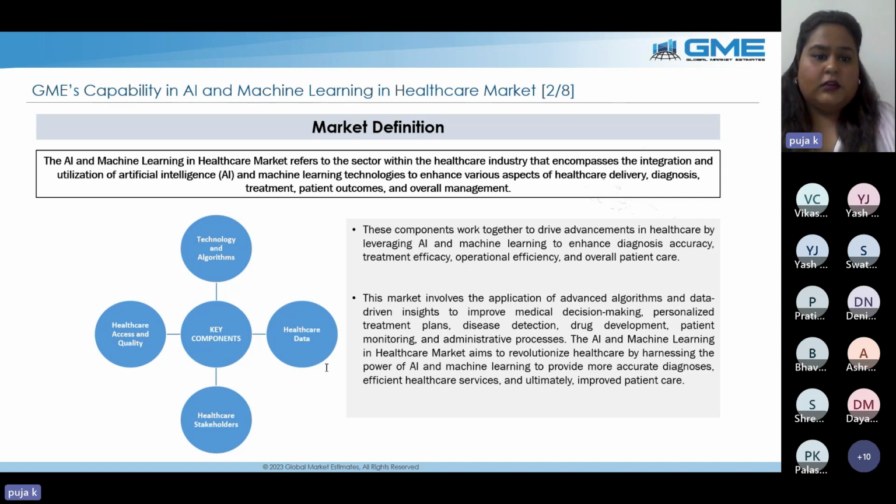To talk about the market as a whole, the AI machine learning market for the healthcare ecosystem refers to the sector within which the healthcare industry includes the integration and utilization of AI and machine learning technologies to enhance various aspects, right from healthcare delivery to healthcare diagnosis to healthcare treatment, and at the end, the most important thing, the patient outcome. So this market involves the application of advanced technologies of algorithms and data-driven insights. Again, a very important aspect of the digital transformation system, data-driven information to improve medical decision-making, as well as personalized treatment plans, disease detection, drug development and patient monitoring.